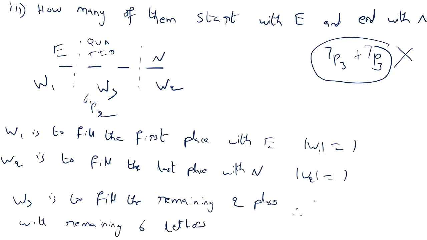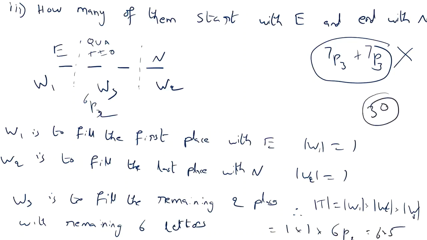Therefore, the number of ways of completing the task is equal to the number of ways of doing W1 times the number of ways of doing W2 times the number of ways of doing W3, which is equal to 1 into 1 into 6P2, which is equal to 6 times 5, which is equal to 30. So the number of words which begin with E and end with N is going to be 30.